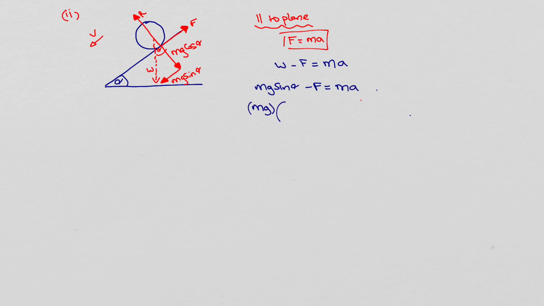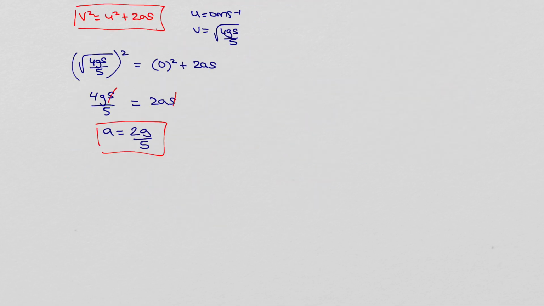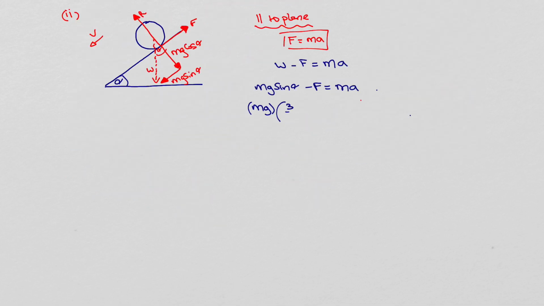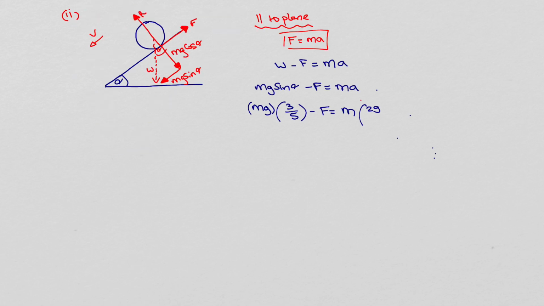So the mass we know is just m. Mg sine alpha, well, we go back to the very start there. We said sine alpha was 3 over 5. Minus F is equal to the mass times the acceleration. And again, we've worked out our acceleration is 2g over 5 from part 1. So that means that F is equal to 3mg over 5 minus 2mg over 5. So it's just mg over 5.